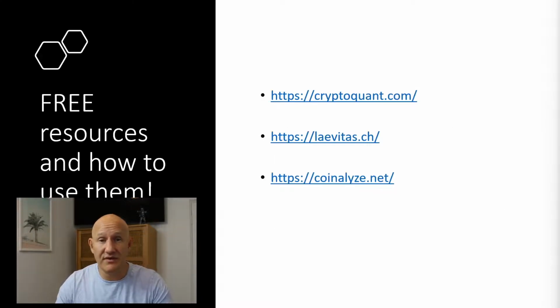So understanding what futures traders are doing means that we can position ourselves to take advantage of those potential liquidity events. These are the three resources that I use to look at a lot of the futures information, and they're all free. I'll link them in the description so you can use them. They all provide similar data, slightly different, and I'll go through some of those differences. So try them all out and just pick the one that you like the best.